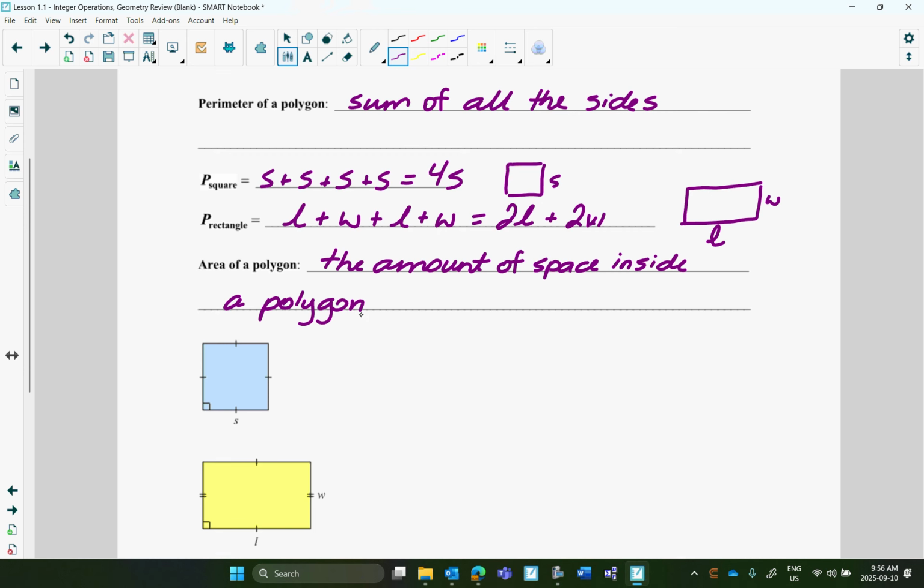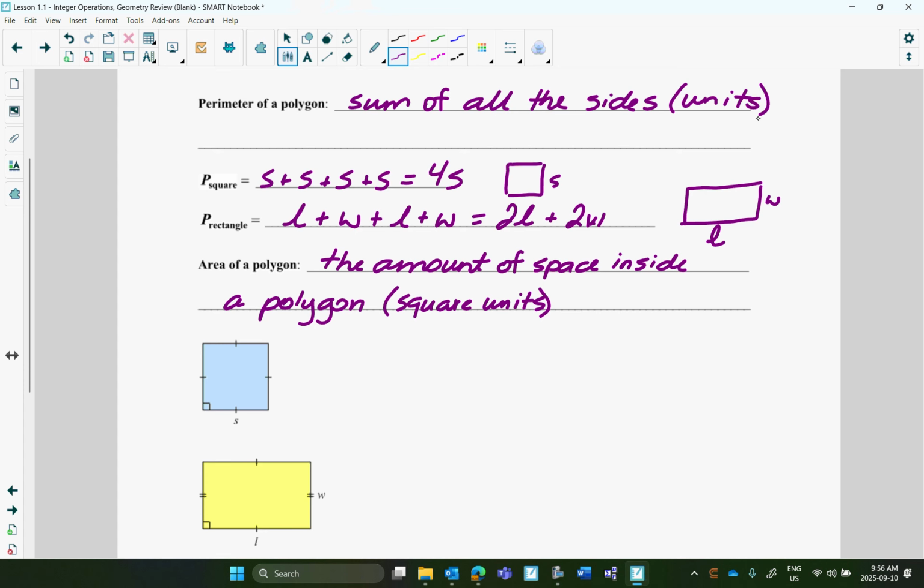And how do we do that? Well, we find the number of squares we could fit into a polygon. That's why when we do area, it's always square units. Like when we do perimeter, it's just units.